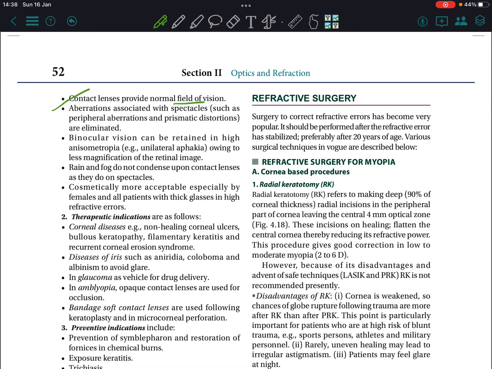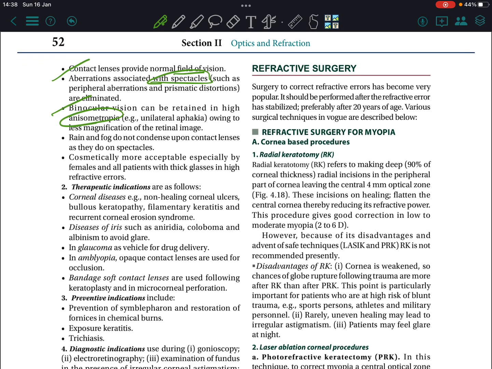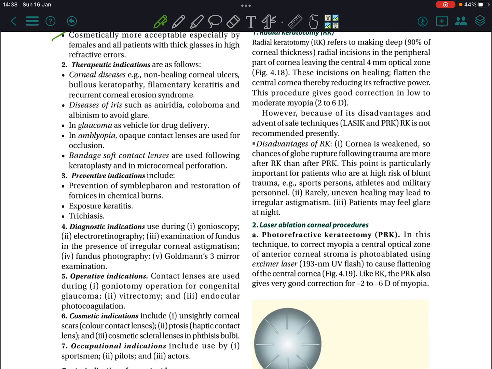Contact lenses provide a normal field of vision. Aberrations associated with spectacles are absent. Binocular vision can be retained in high anisometropia. Rain and fog do not condense upon contact lenses. They do on spectacles. Cosmetically important.